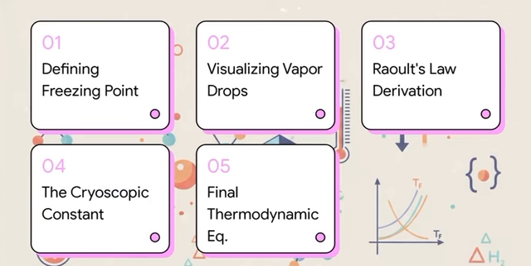Okay, so here is our roadmap for today. First, defining the freezing point. Second, visualizing vapor pressure drops. Third, deriving with Raoult's law. Fourth, unpacking the cryoscopic constant. And fifth, arriving at the thermodynamic final equation. Let's get right into it.